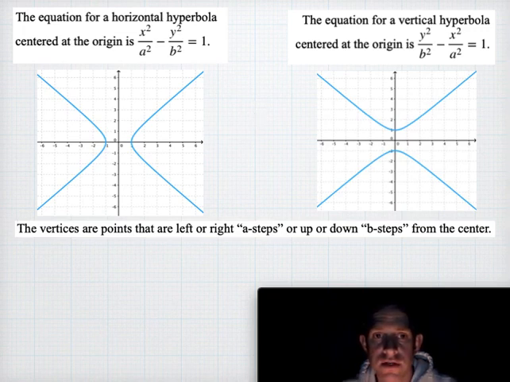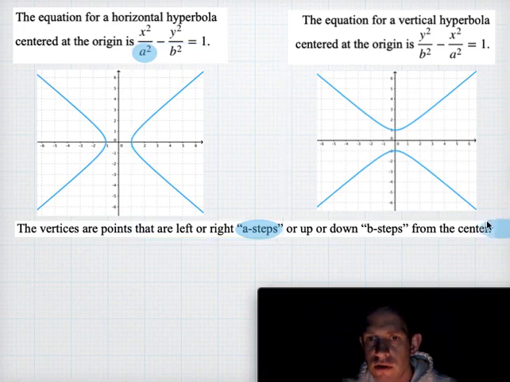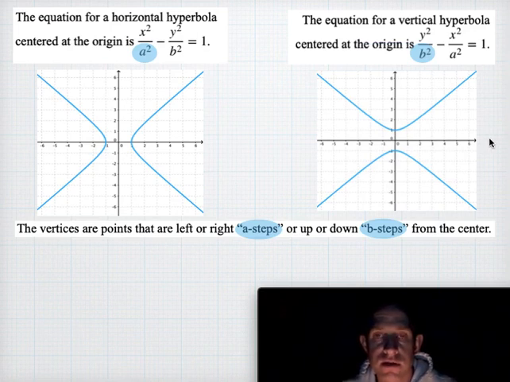So the vertices are always the points that are either a steps left and right, or b steps up and down from the center. And so that's a pretty easy point to see. Be careful because this number is usually something like 144, and you need to realize that that's a squared, and so 12 might be the actual distance you go out left or right.